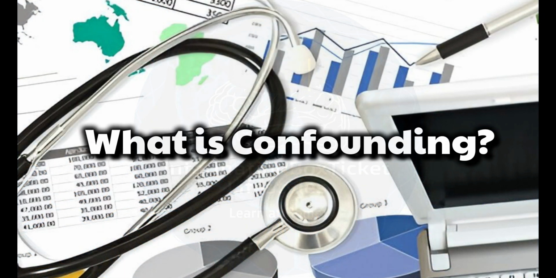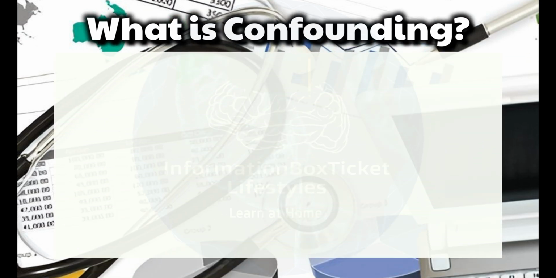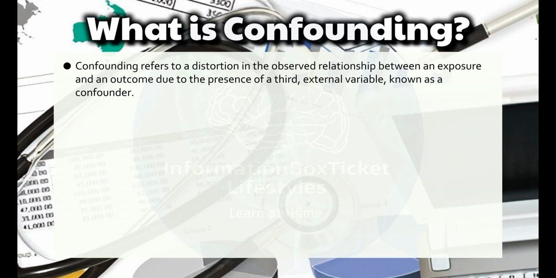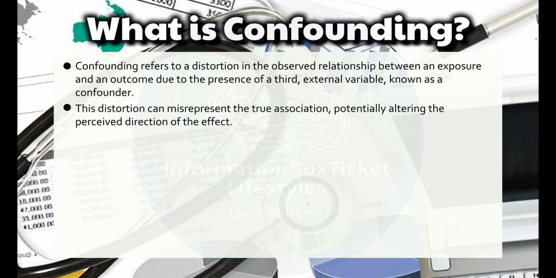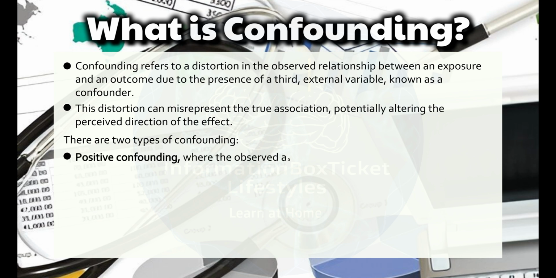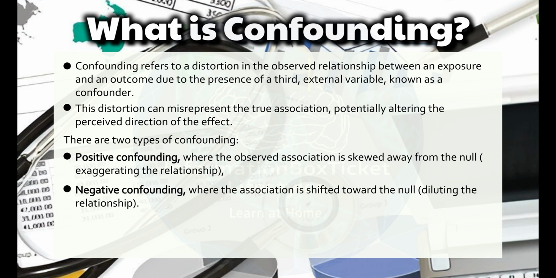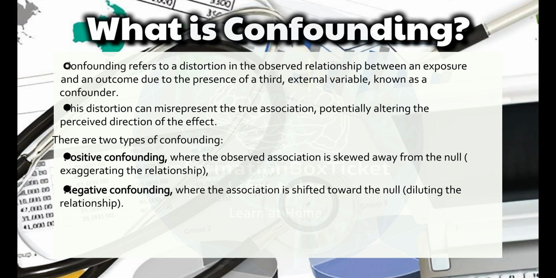What is confounding in epidemiology? Confounding refers to a distortion in the observed relationship between an exposure and an outcome due to the presence of a third, external variable known as a confounder. This distortion can misrepresent the true association, potentially altering the perceived direction of the effect. There are two types of confounding: positive confounding, where the observed association is skewed away from the null, exaggerating the relationship, and negative confounding, where the association is shifted toward the null, diluting the relationship.